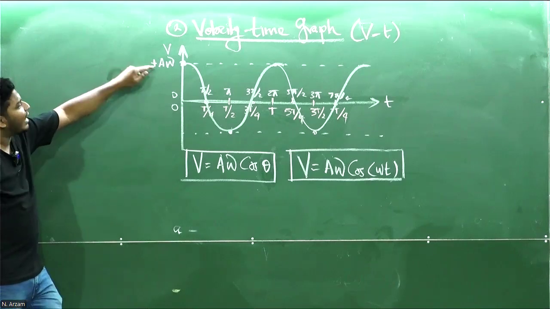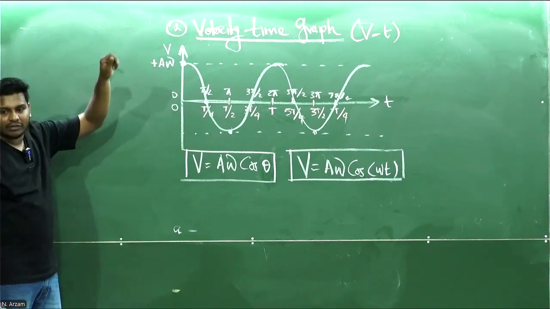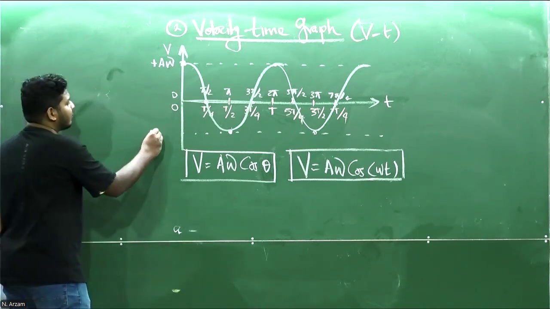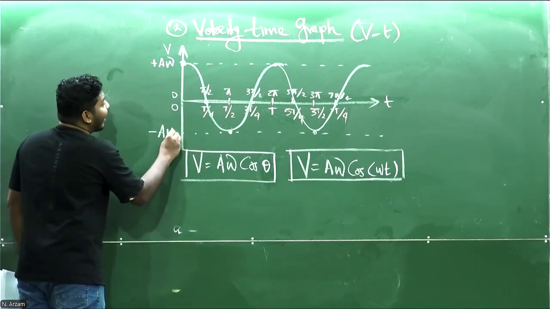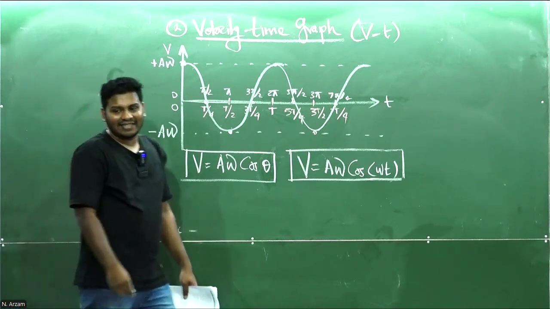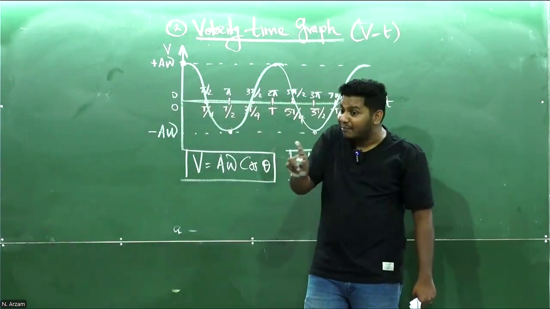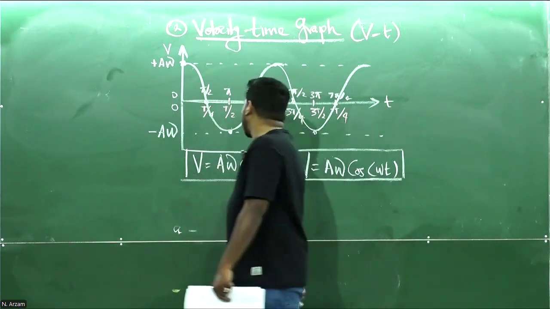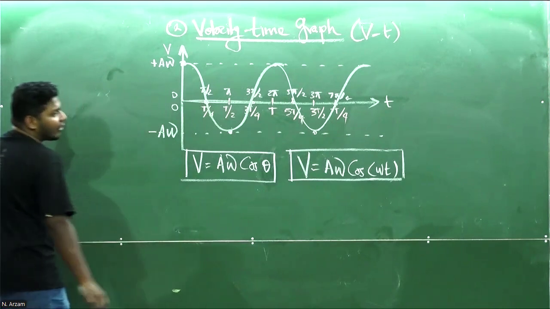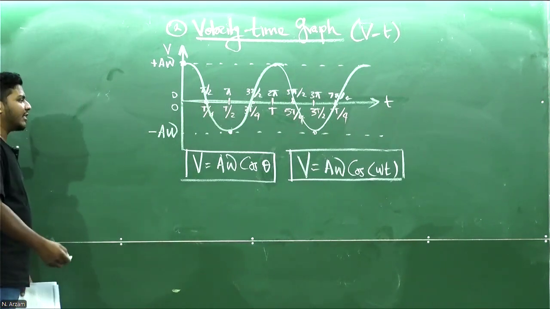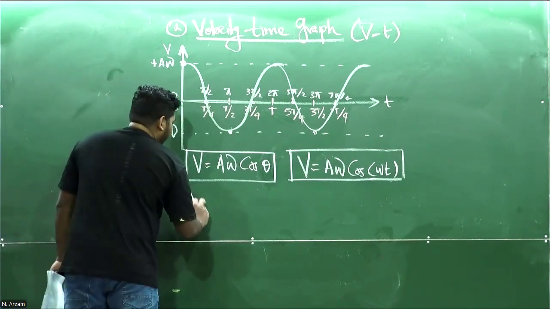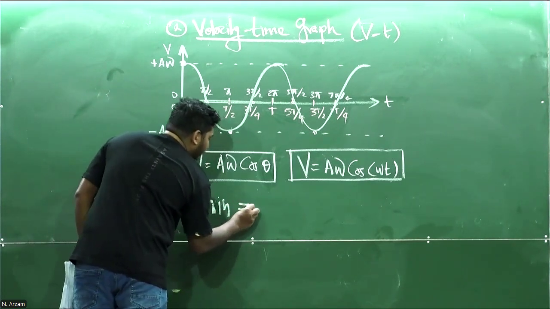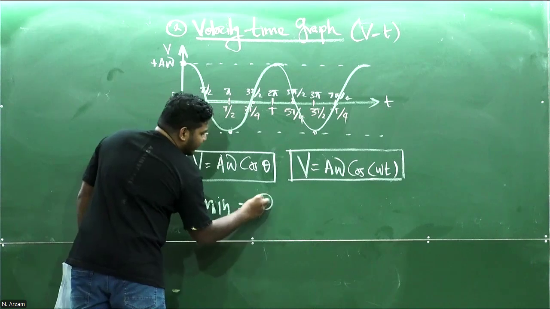Yes, A omega is the highest value for the velocity. Right. What about the minimum value? Is it minus A omega? This is not the minimum value. We are considering the magnitudes only. Yes, the minimum is 0. Here I'll mention, what is the V minimum value? The V minimum value here is 0.